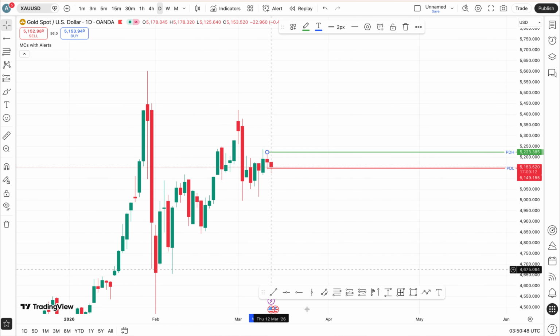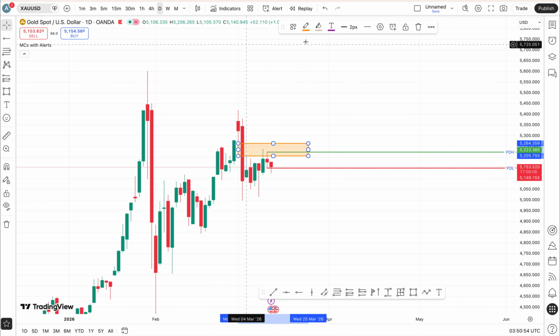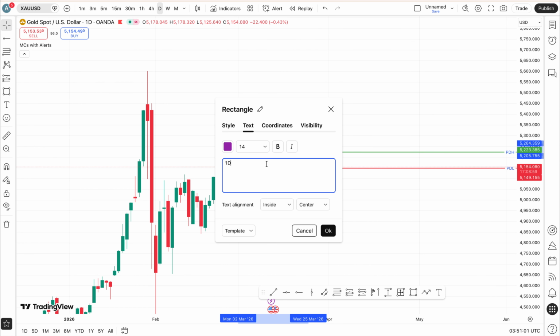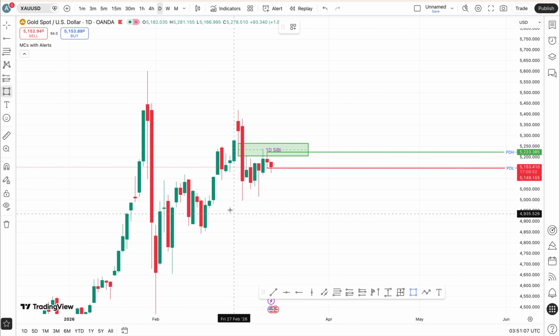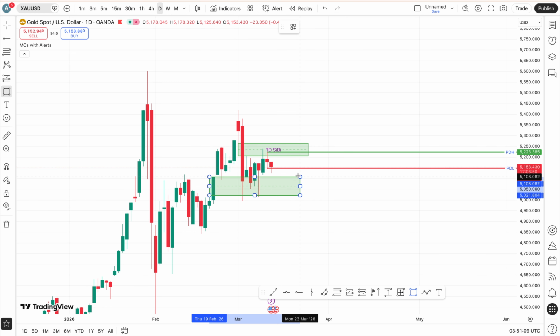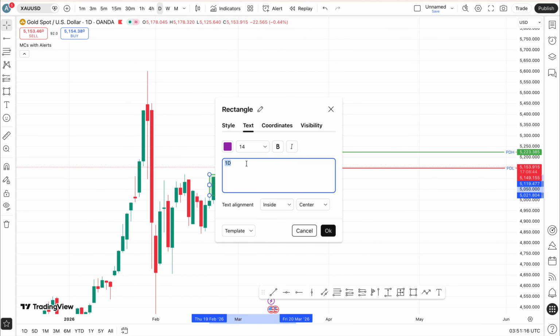We can see that this old day imbalance has been acting like a strong resistance, and that is a SIBI, and you can see that it is also being supported by this day BC, which is acting as a support. So right now it's trapped between a support and a resistance.